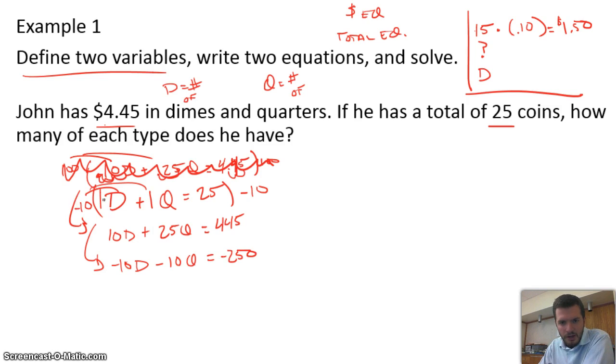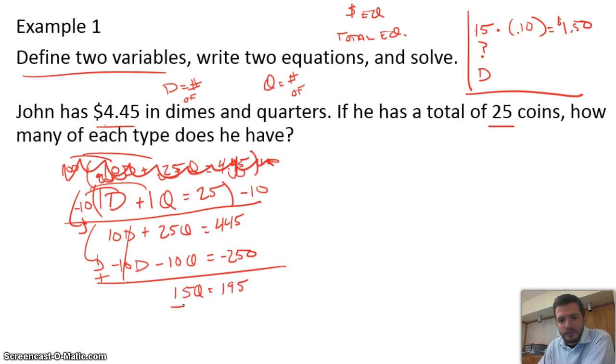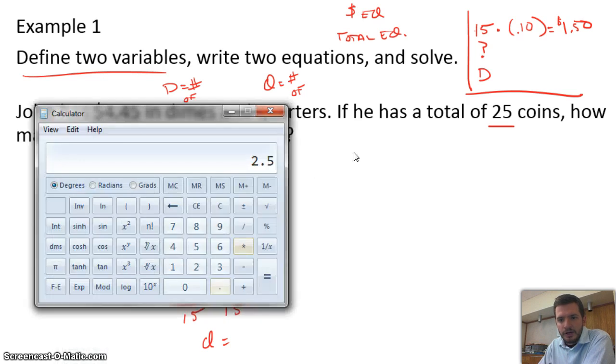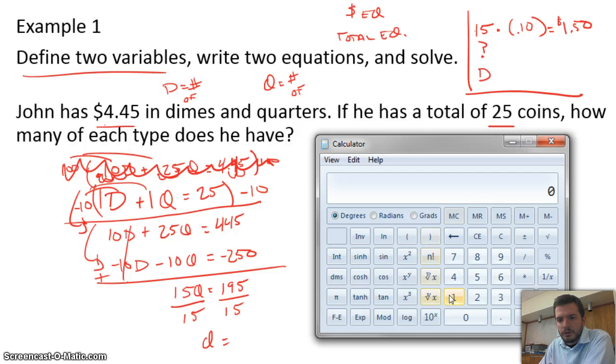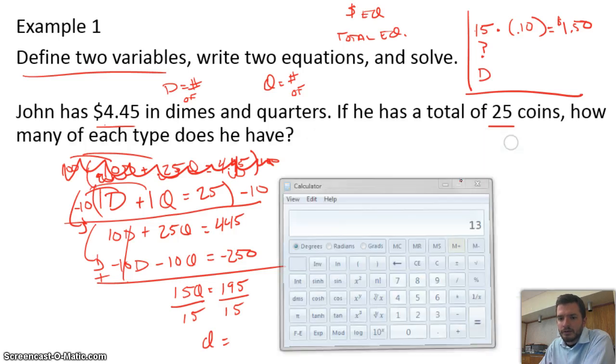I guess I won't cross out this one, but just know that these are the equations that we're dealing with right now, these two right here. All right, let's keep going. So we'll eliminate the D's and add everything else up. It'll be 15Q equals 195. So divide by 15, and Q equals 13, I believe. Let's check it out. 195 divided by 15 is 13. All right, there we go.